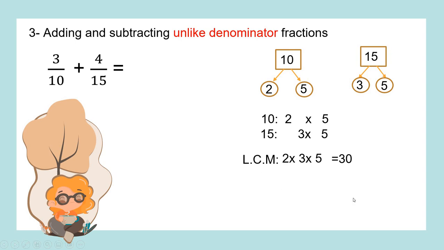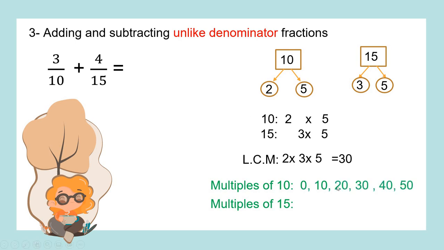Now, you have another way to find the LCM. Yes, you can find it by writing down the multiples of 10, and under them the multiples of 15, and you will find the least common multiple. The multiples of 10: 0, 10, 20, 30, 40, 50. What about the multiples of 15? It will be somehow tricky. That's why I prefer to find it by using the prime factorization like this one.